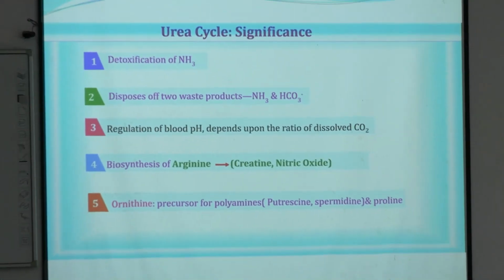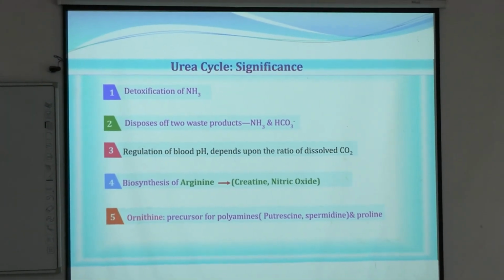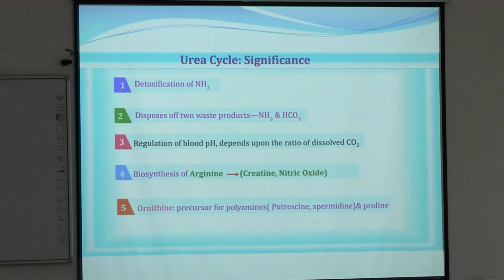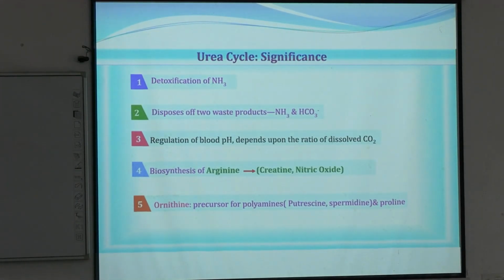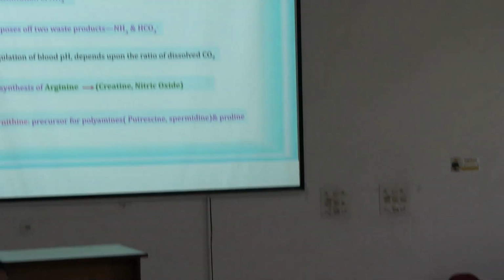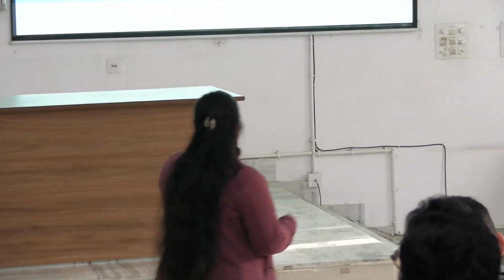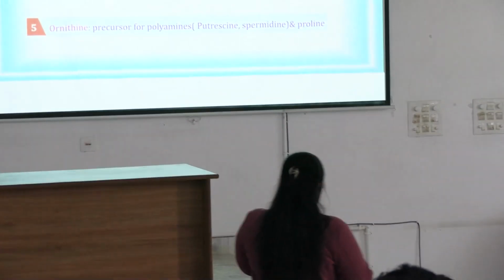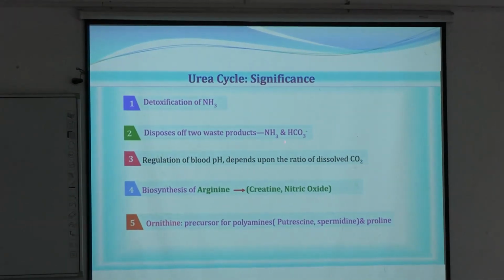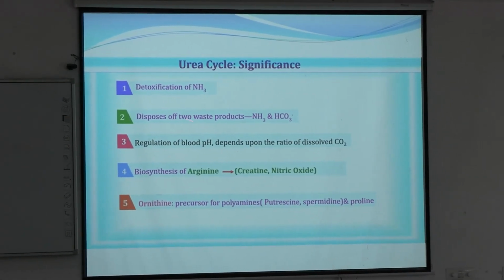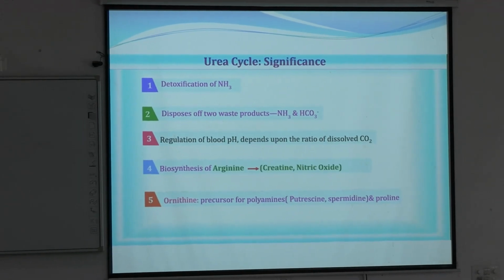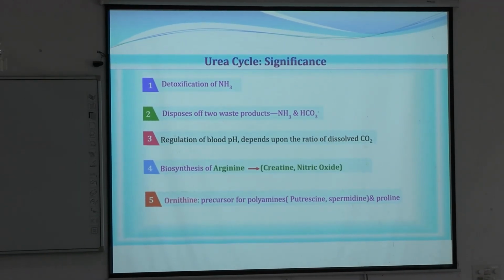Okay. Now coming to the significance of the urea cycle. You all should answer by now. The main aim of the urea cycle is to detoxify the ammonia that is getting produced in our body and its excretion. And along with ammonia, it also excretes the carbon dioxide produced. So two waste products are disposed: one is ammonia, another is carbon dioxide produced in our tissue.